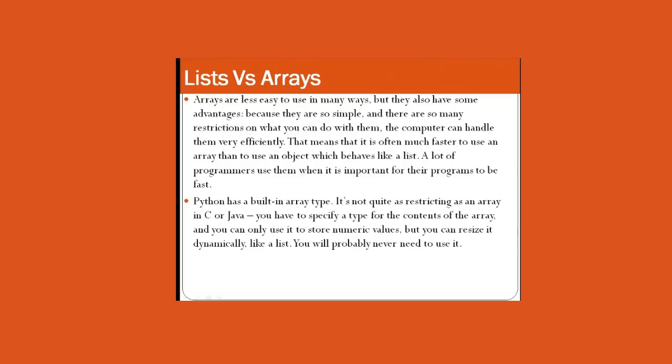Python has a built-in array type. It's not quite as restricting as an array in C or Java. You have to specify a type for the contents of the array, and you can only use it to store numeric values. But you can resize it dynamically like a list. You will probably never need to use it.